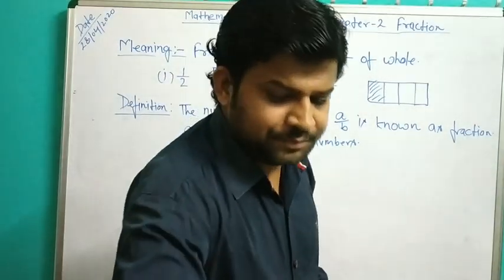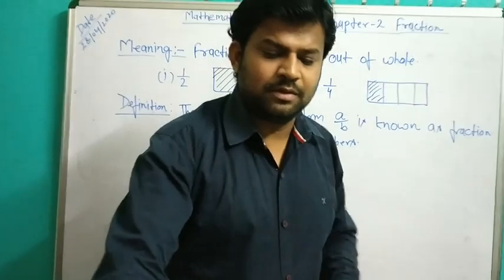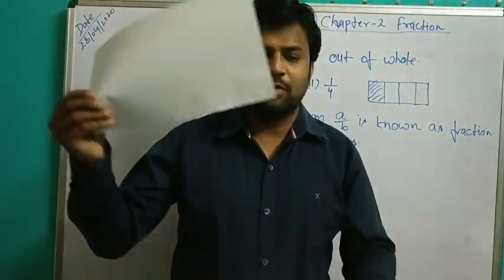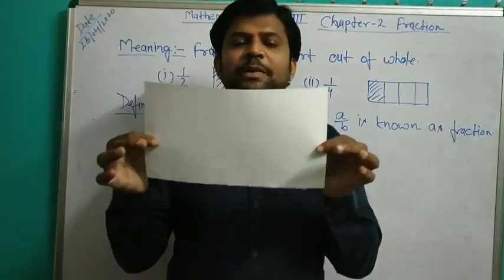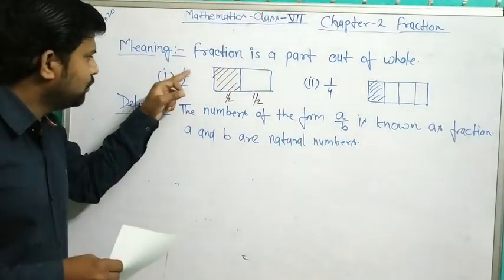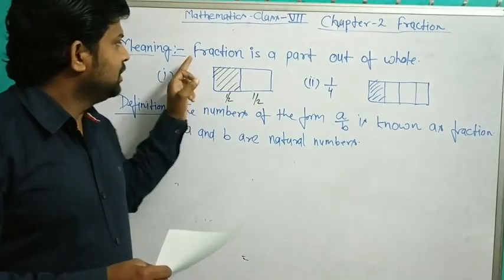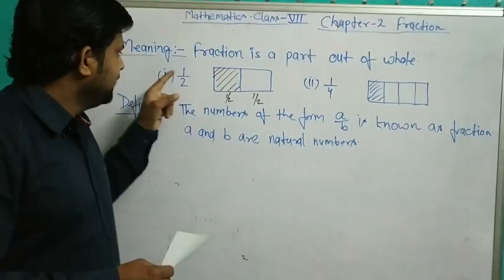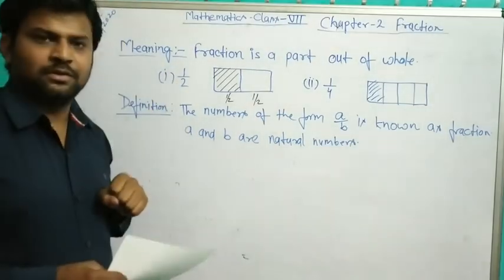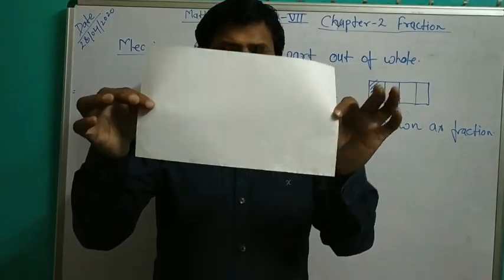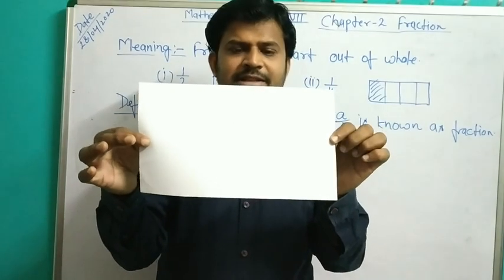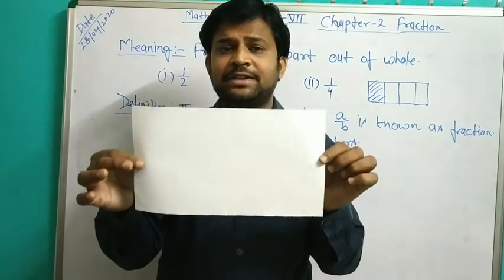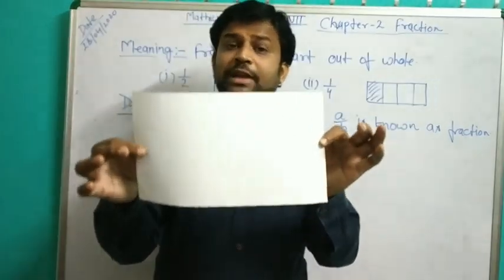Suppose we take a sheet of paper. This is one paper, and what is the meaning of 1 upon 2? We write 1 upon 2. According to the meaning, fraction is a part out of whole. It means one part out of two parts. So this is one sheet of paper, and we divide it into two equal parts.